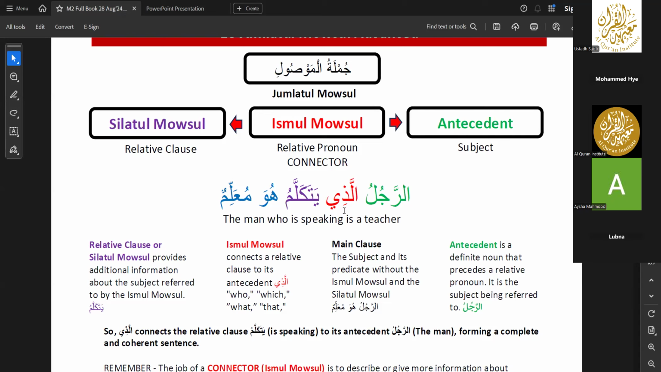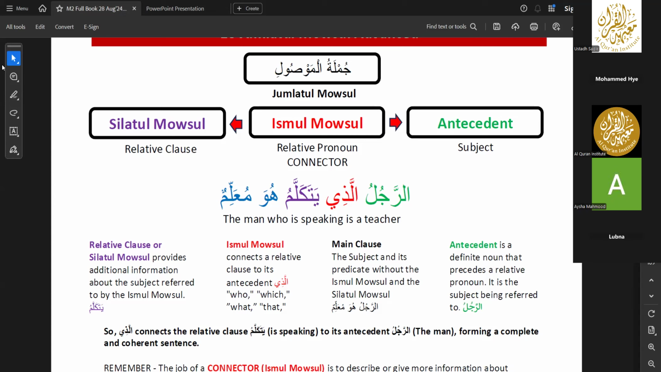So when I was asking you what type of sentence this is, it was for you to add that context. When we say ar-rajulu huwa muallimun, that gives us the mubtada and the khabar. So what do we have that's come in between? Alladhi yatakallamu. This is giving us additional information. Here the information is that he's speaking. So the teacher is speaking. And notice that this is in mudari'.